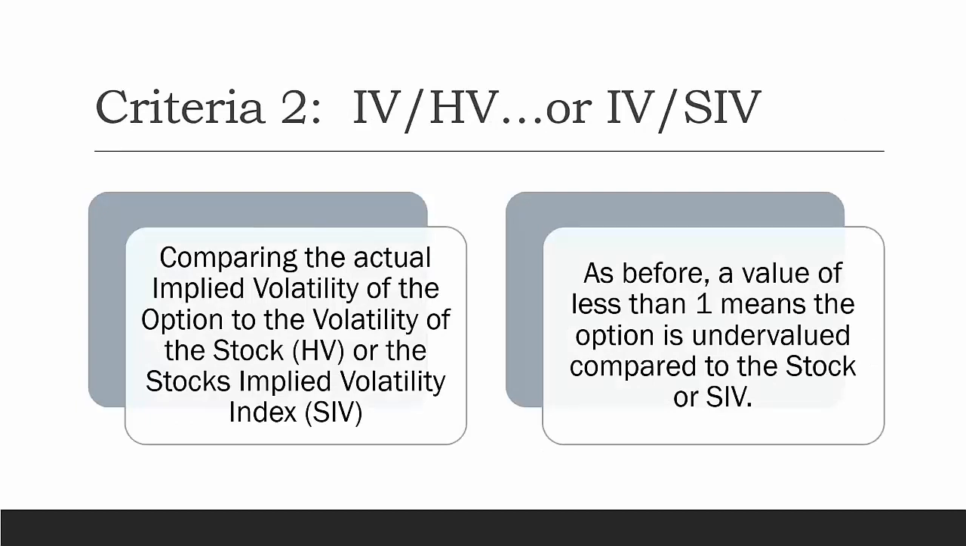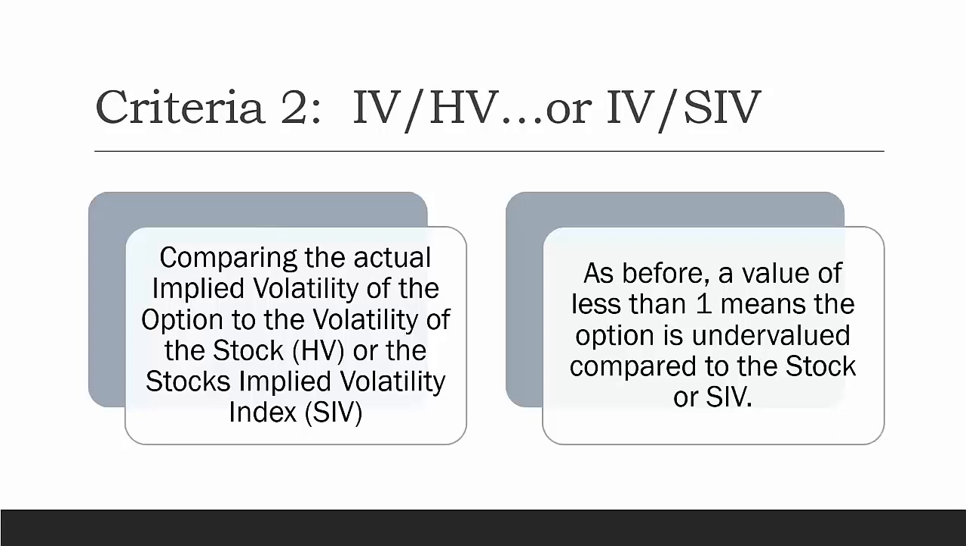Criteria 2 that was used: the implied volatility versus historical volatility ratio, or the implied volatility IV over the stock's implied volatility index. Here we're simply comparing the actual implied volatility of the option you're researching against the volatility of the stock, or the stock's implied volatility index, the implied volatility surrounding your option. Same as before, a filter of less than 1. So an IV-HV ratio of less than 1 means the IV, the implied volatility of your option, is lower than the stock volatility, which implies that it's undervalued compared to the movements of the stock.